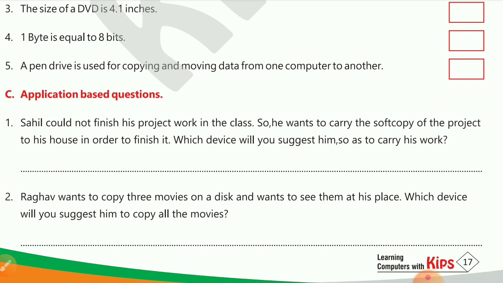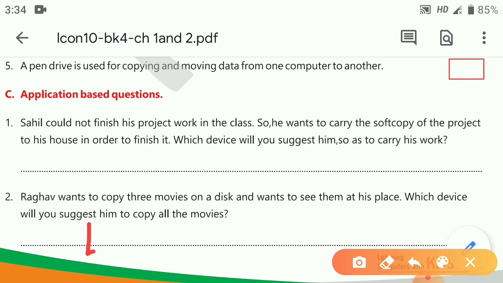Number 2. Raghav wants to copy 3 movies on a disc and wants to see them at his place. Which device will you suggest to him to copy all the movies? Here movies are there. Raghav wants to copy 3 movies. Movies are 1 GB, near about 1 GB or more than 1 GB in size. So if 3 movies are there, Raghav can use a DVD because the storage capacity of a DVD starts from 4.1 GB. Okay, so write down answer 2 is DVD. You have to write these 3 letters in capital only. Okay.